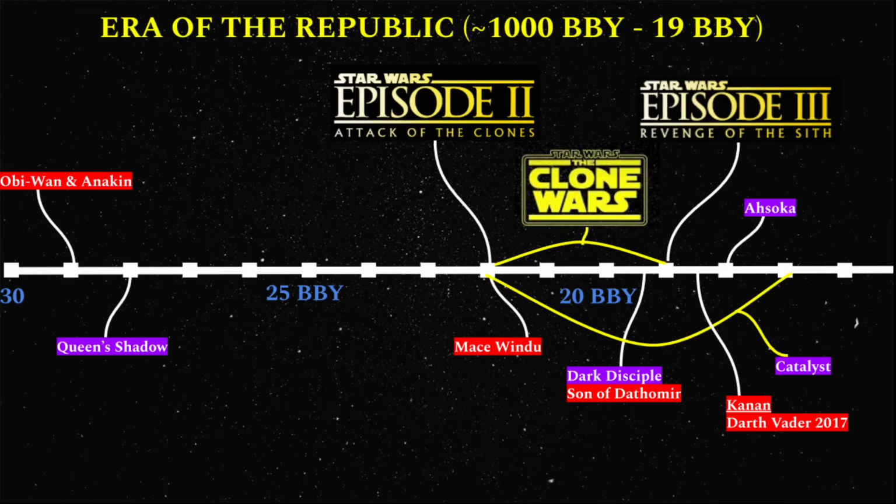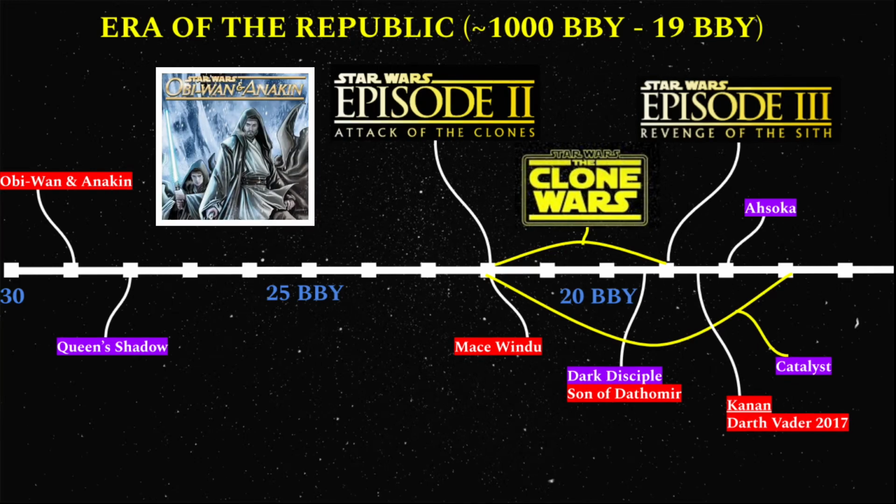Next we have Obi-Wan and Anakin, a 5-issue mini comic book series written by Charles Soule. I really love this comic. It has great art, and Anakin is around 12 years old, and he maybe wants to leave the Jedi Order, and then by the end he comes back to Obi-Wan. Definitely recommend checking that one out.